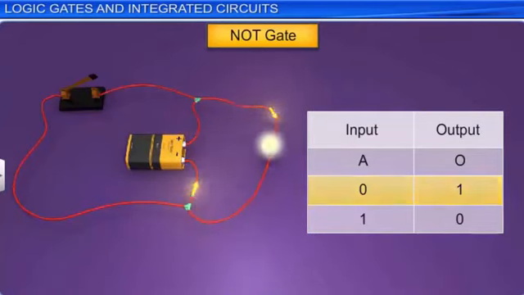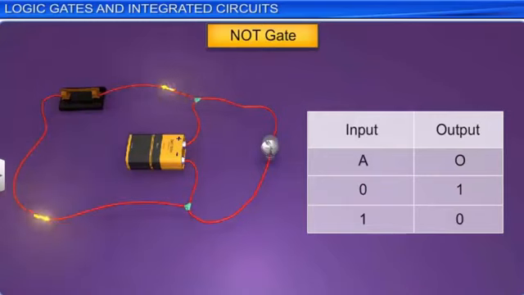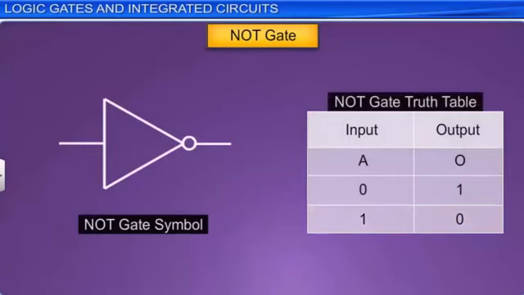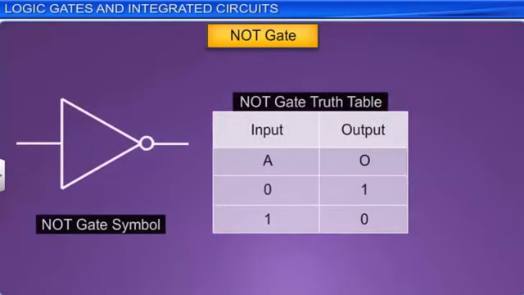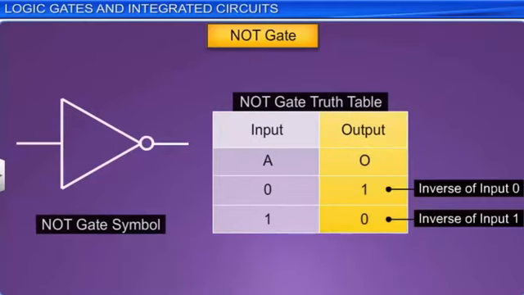When switch A is closed, assuming 0 resistance in the switch, all current flows through the switch and no current flows through the bulb. Thus, input is 1 and output is 0. The symbol and the truth table of a NOT gate are shown here. From the truth table, we can see that a NOT gate inverts the input. Thus, it is also called an inverter gate.